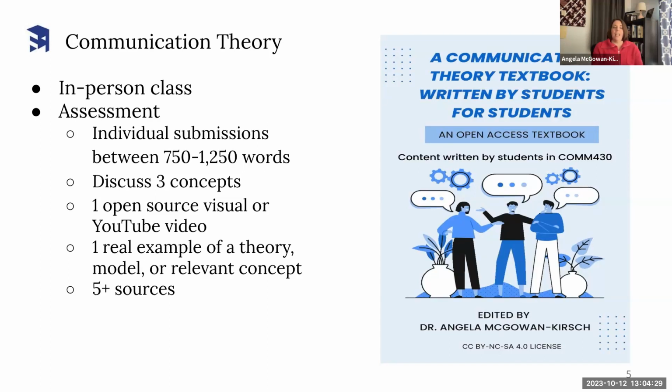And in that chapter, I'll show you an example of this in just a moment. In addition to that, I require that they use at least one open access visual, and it could be anything as long as it had a Creative Commons license or was in the public domain. So a lot of them chose to use photographs that they found on Flickr, for instance.